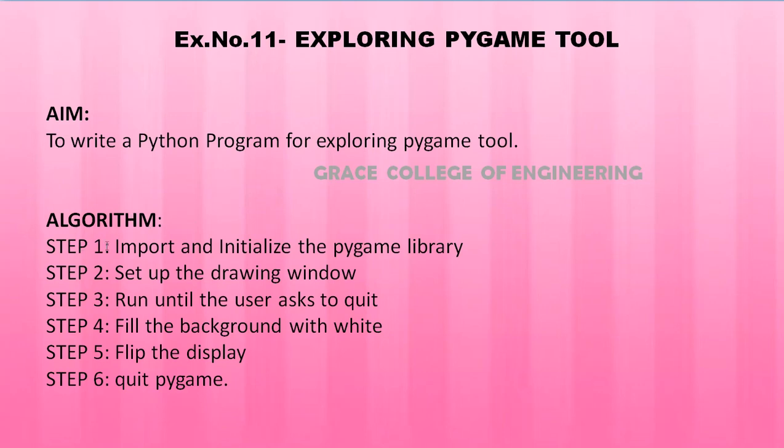Algorithm. Step 1. Import and initialize the Pygame library. Step 2. Set up the drawing window. Step 3. Run until the user asks to quit. Step 4. Fill the background with white. Step 5. Flip the display. Step 6. Quit Pygame. Let's see the lab program.